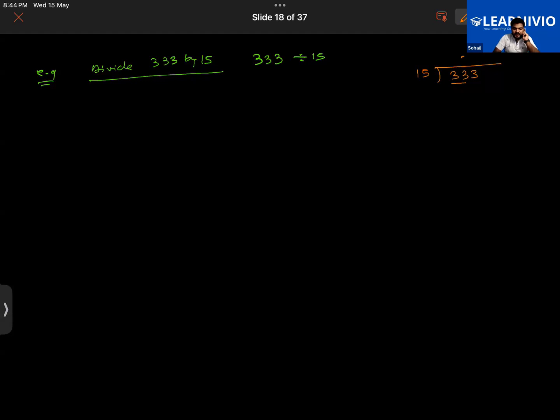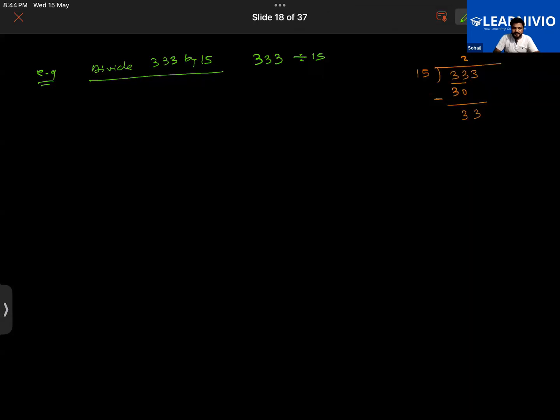We can take 15 twos, or 30. If the exact number is coming, we will take the exact number. If a number closer to 33 is coming, we will take that number. So 15 twos are 30. You will be subtracting it here. So what will be remaining here? 3, and this other 3 will come down.